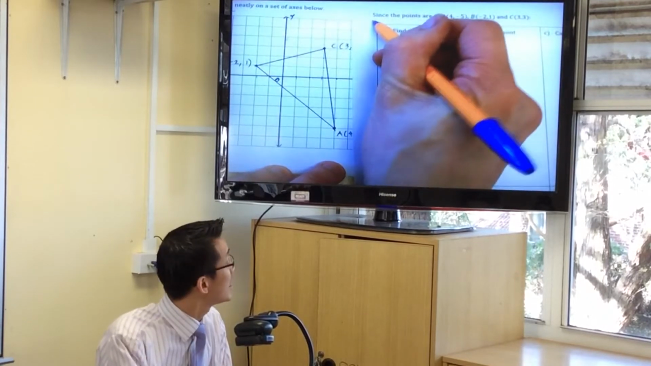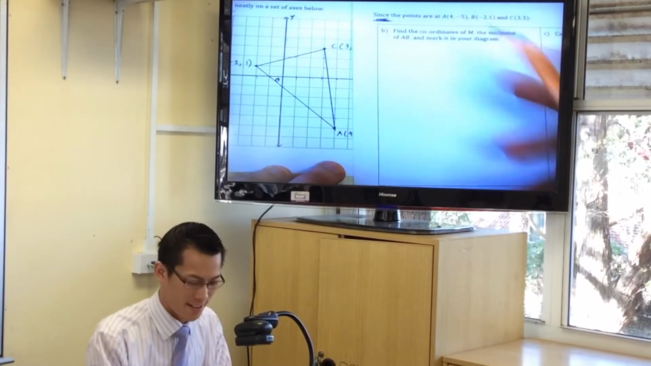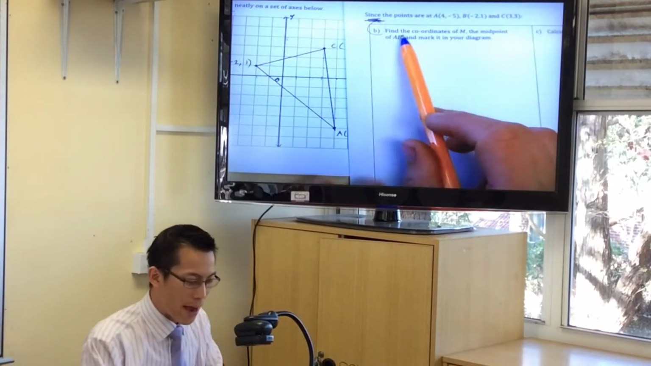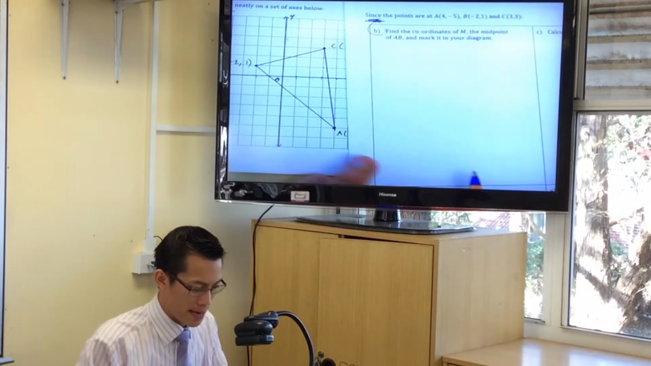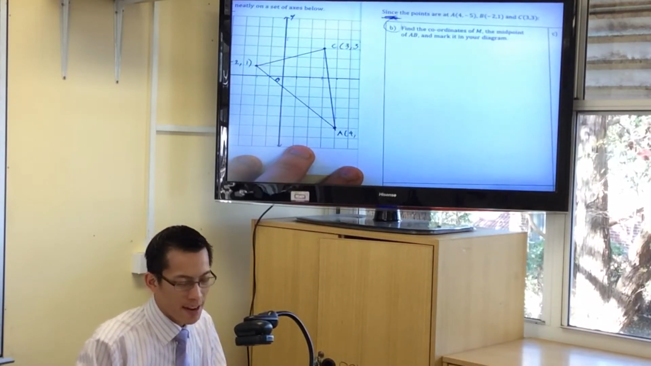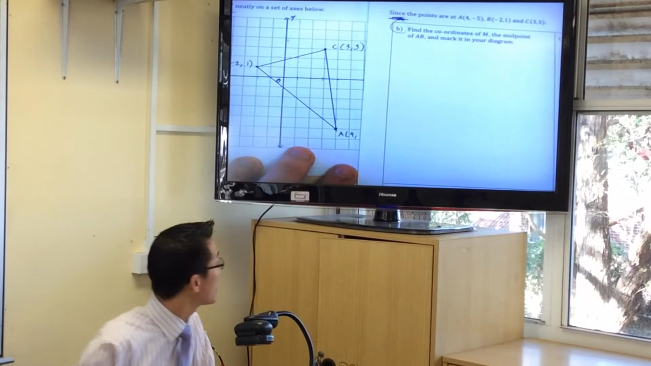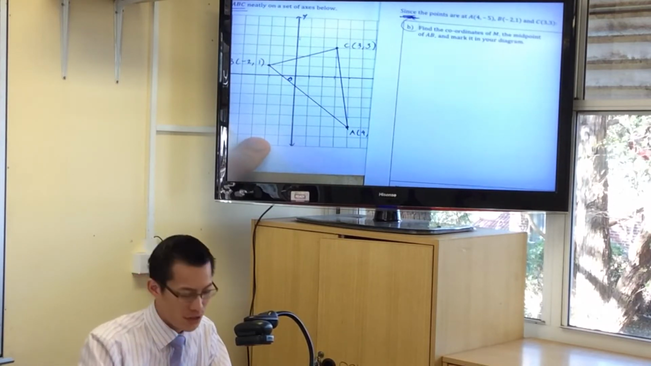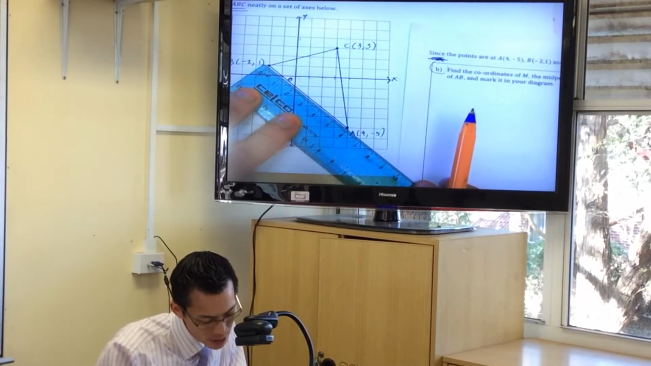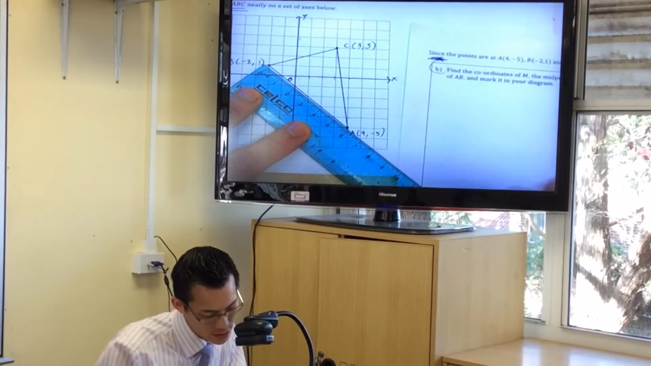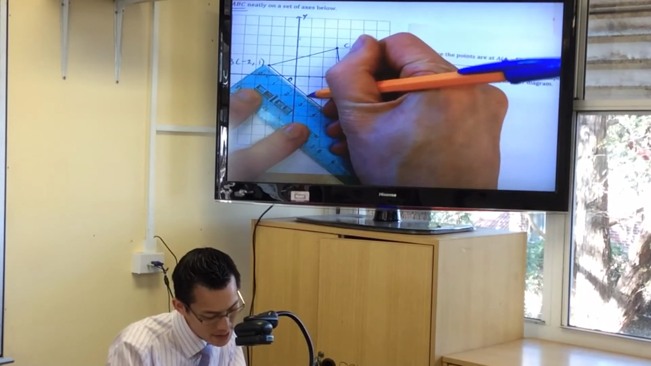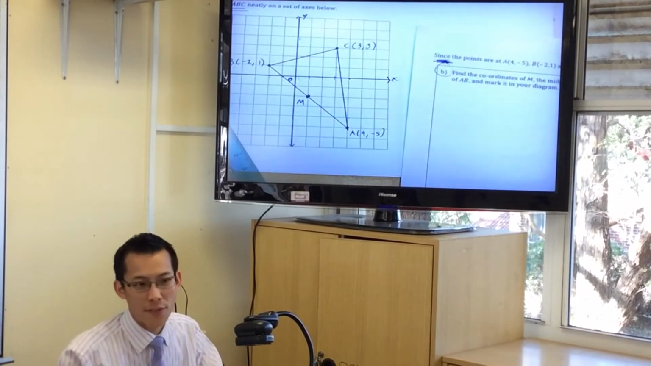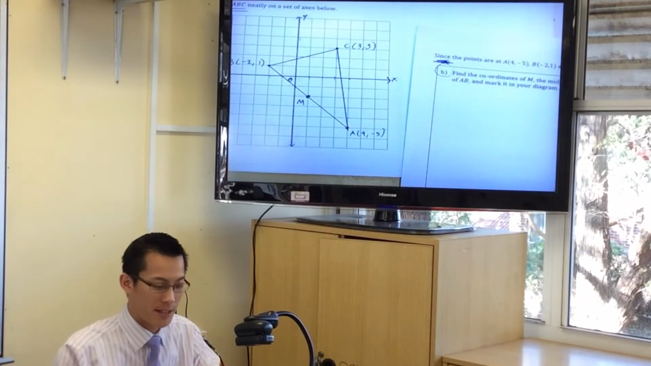This is part B, following on from part A, so it's all one question. Find the coordinates of M, the midpoint of AB, and mark it in on your diagram. Now, we're going to do this precisely, but before we do that, have a look at this line AB. If you had a ruler, you could get it out and say it looks like it's about 6 centimeters long. I expect the midpoint to be about here. That's just roughly approximating it. Let's crunch the numbers and see if it works out.